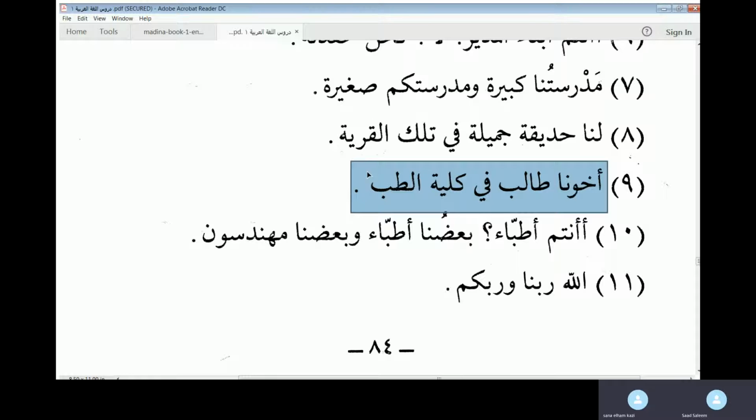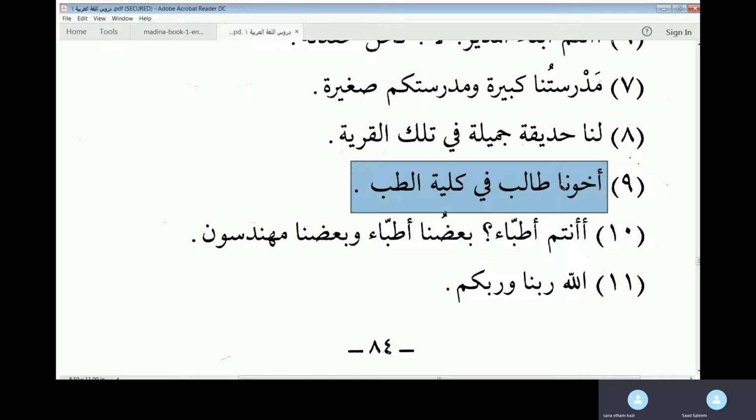Akhuna talibun fi kulliyati tibbi. Yes, you are right. So in kulliyati, we have a kasra because of harf-e-jar fi, and in tibbi, we have a kasra because it is mudaf ilayhi for kulliyat. Okay.